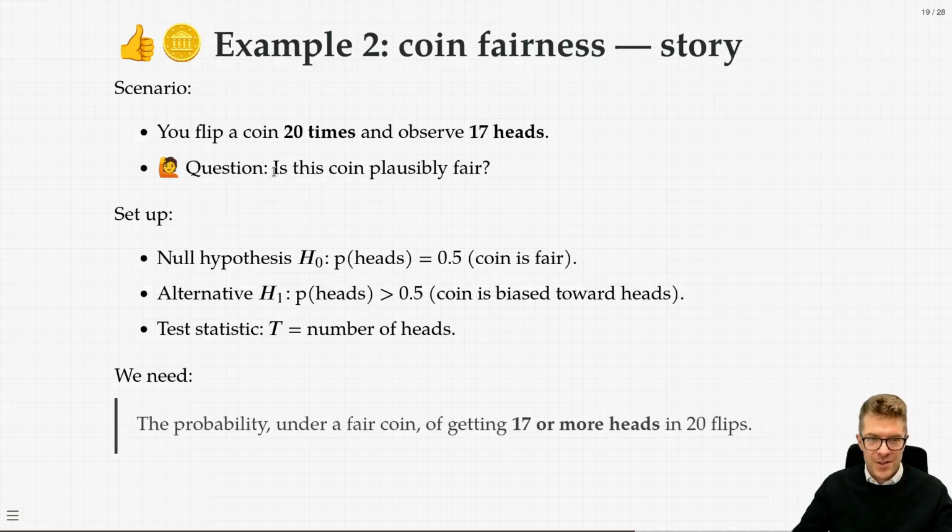But we want to ask, is this coin maybe fair? That's going to be our null hypothesis. Our null hypothesis is that the probability of flipping heads on this particular coin is 50%. We're assuming the opposite of what we're trying to find here. We're assuming there's no effect, the coin is fair. The alternative hypothesis is that the probability of heads is bigger than 50%. The coin is biased towards heads. And our test statistic is just going to be the number of heads we observe in a particular sample. So we're going to need the probability under a fair coin of getting 17 or more heads in 20 flips.